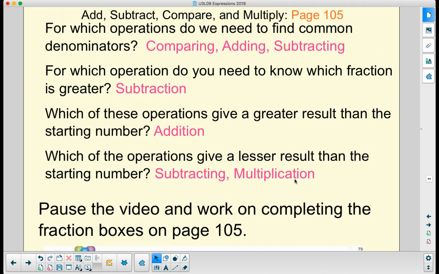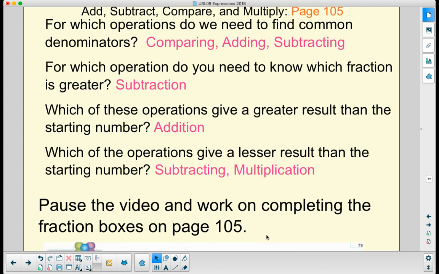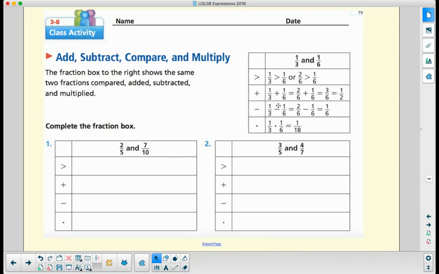All right. Now, after reviewing and talking about that, pause the video and work on completing the fraction boxes on page 105. Here is a fraction box. They show you here, so take a look at it. Here's showing how you compare fractions, add fractions, subtract fractions, and multiply the two fractions, 1/3 and 1/6. So you're going to do the same in number 1. You are going to compare these 2/5 and 7/10, add them together, subtract them from each other, and multiply them. Then do the same for this one. After you're done, unpause the video and I'll go over them.